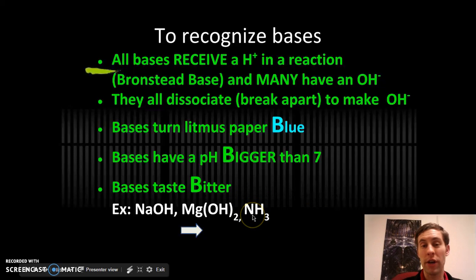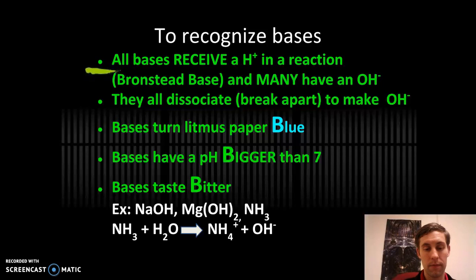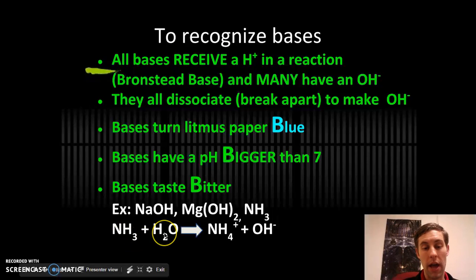Here's one that does not have an OH group in it, but still a base. And it'll still form OH minus when a reaction happens with it. So an acid plus ammonia will still make OH minus ions at the end of the reaction. So here's ammonia plus water makes ammonium plus OH minus. That's still happening since this is grabbing an H plus from here and leaving OH minus behind. That shows it's a base.